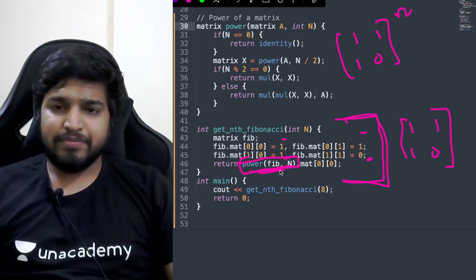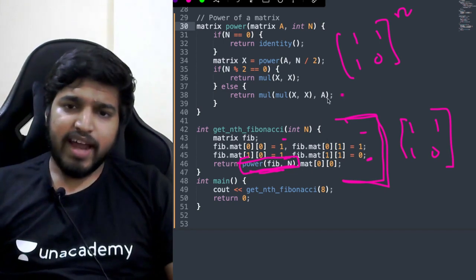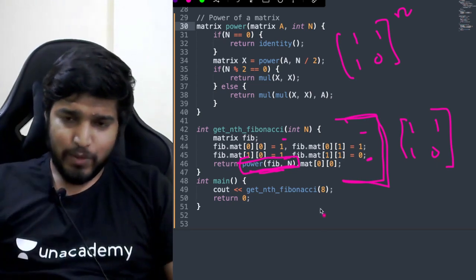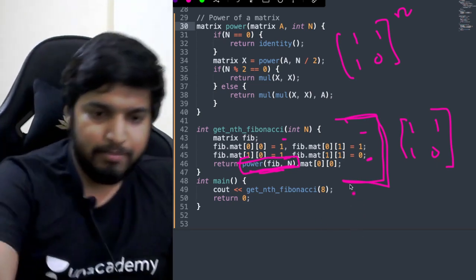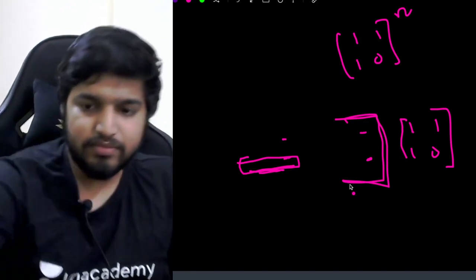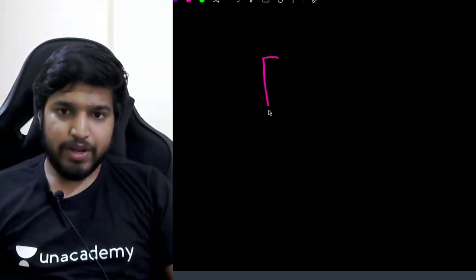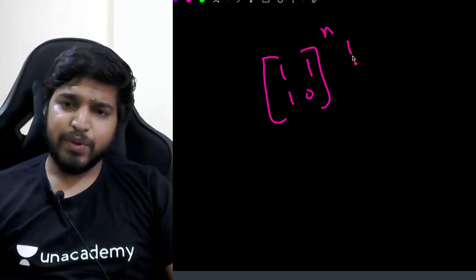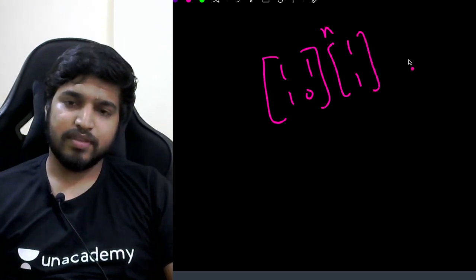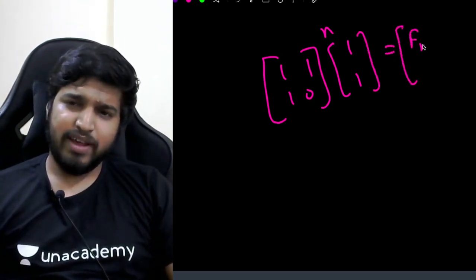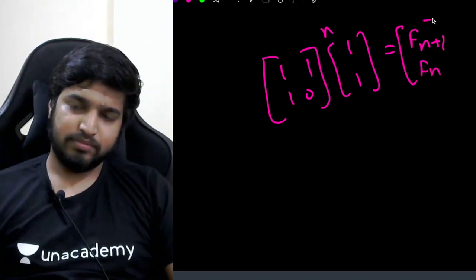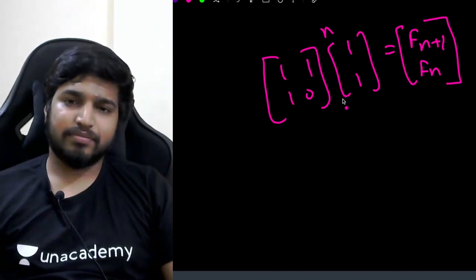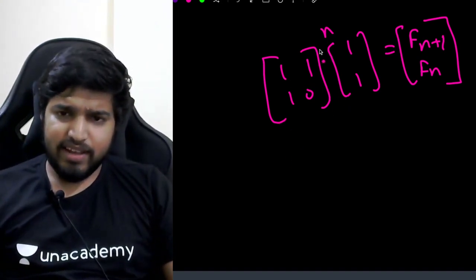So take the power and return the topmost element, and that will be your answer. Why? Because we know that 1110 power n into 1 1 will give you fn plus 1, fn, right? Meaning, let's see how this will look.